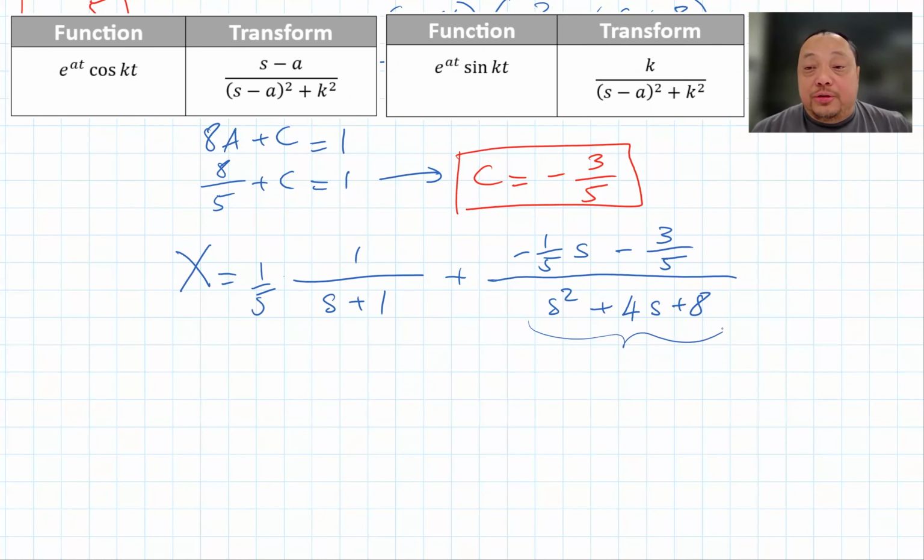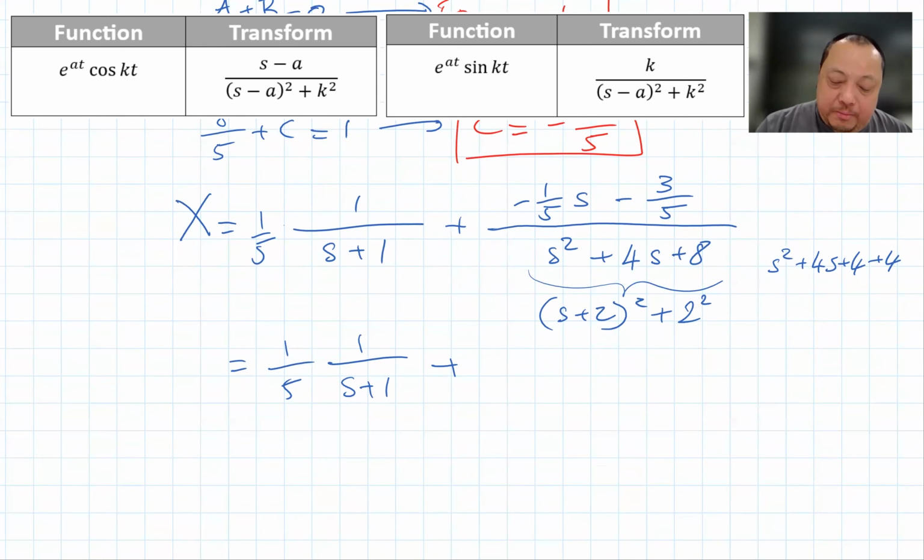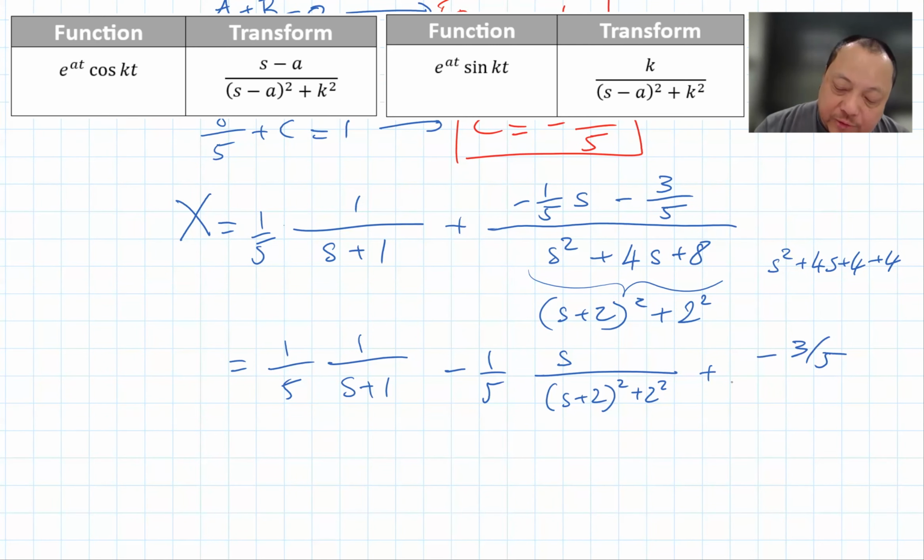And in order to use the formula from the Laplace table, I'm going to rewrite this as before as s squared plus 4s plus 4 plus 4. So it's s plus 2 squared plus 4. Might as well write 2 squared. And matter of fact, I'm going to separate it out because there is the cosine formula with an s and the sine formula without an s, with just a constant. So minus 1/5 here plus -3/5 over.